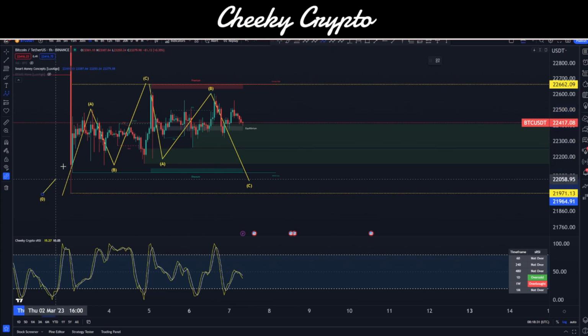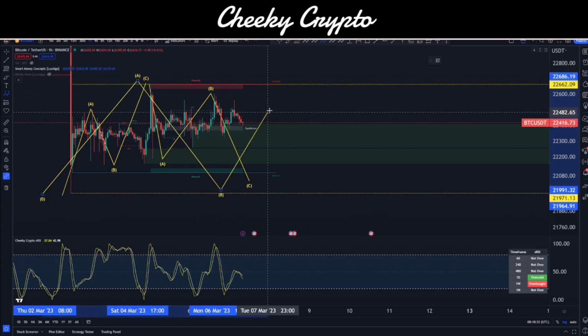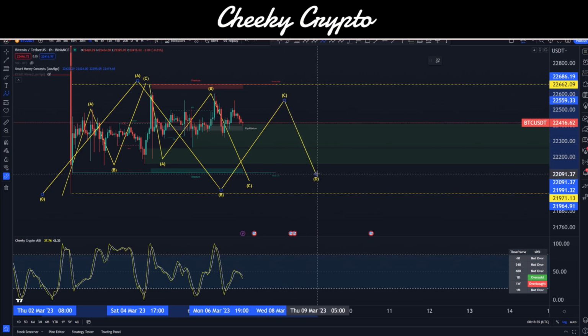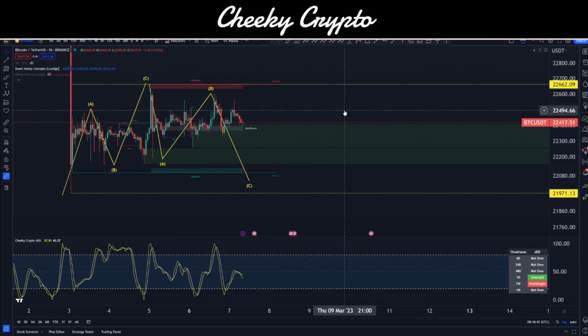Now, if we were to look at this as a prolonged triangle, then what you've got going on here would be an A, a B. We've got to go up into C, down into D, then up into E, and then we could get a breakdown. And I say this is the one that prolongs that fourth wave for a long period of time.